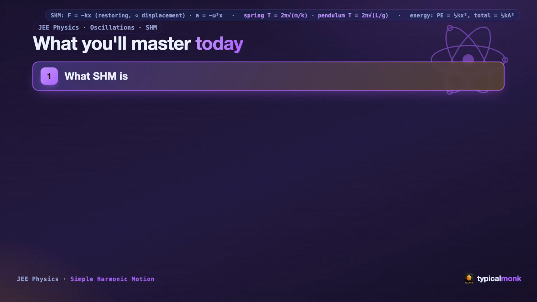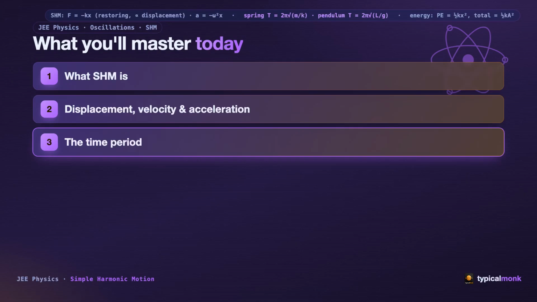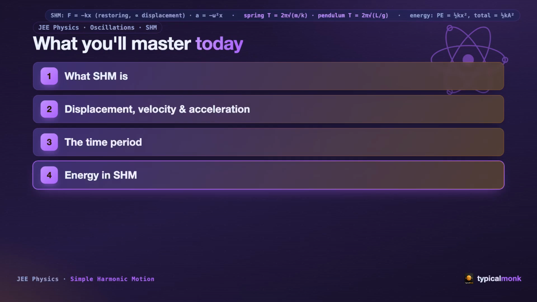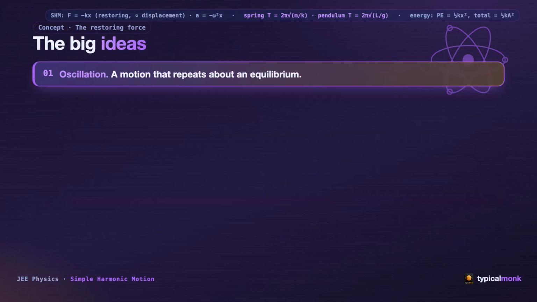Here is what you will master today. First, what simple harmonic motion is. Second, displacement, velocity, and acceleration. Third, the time period. Fourth, energy in simple harmonic motion. And fifth, the pendulum and the spring. One idea at a time. Let us set the foundation.